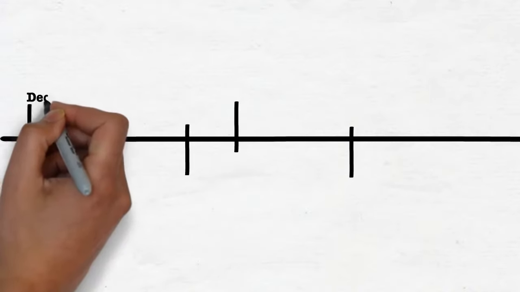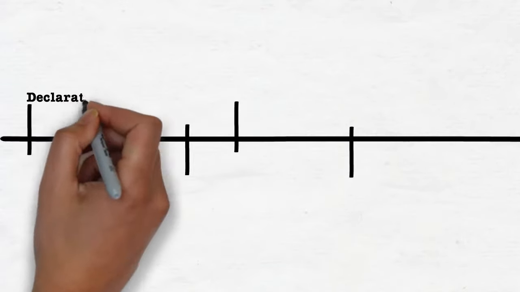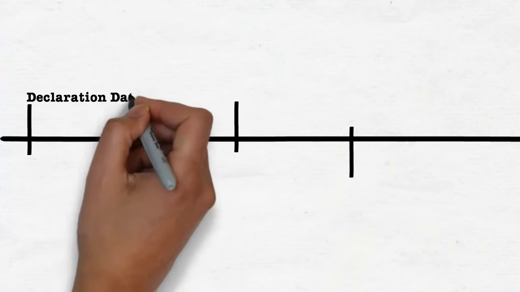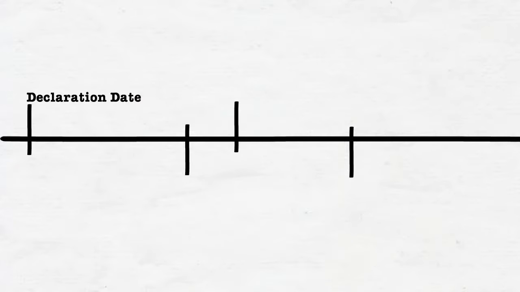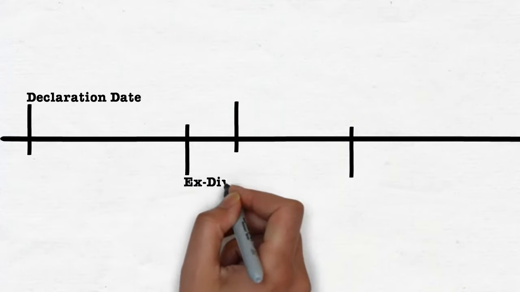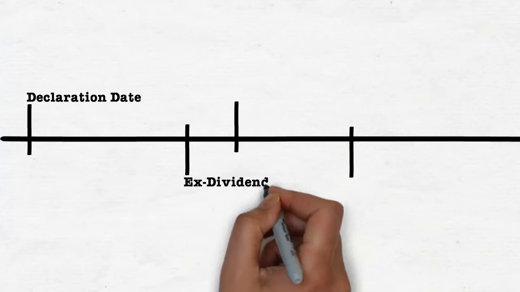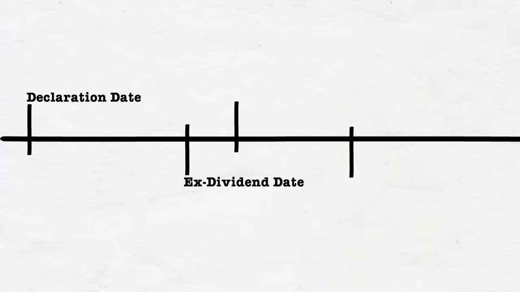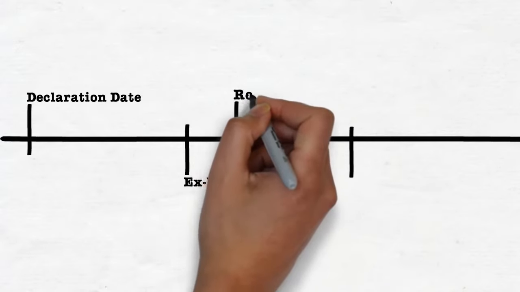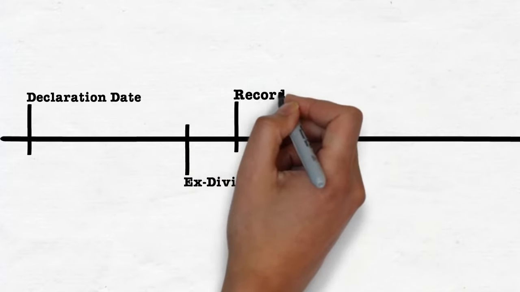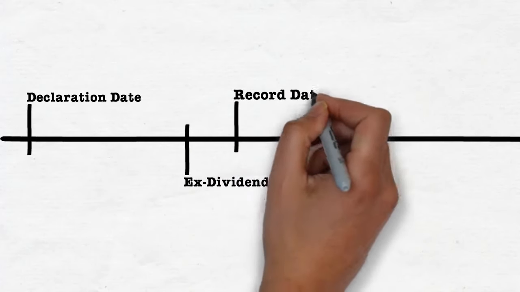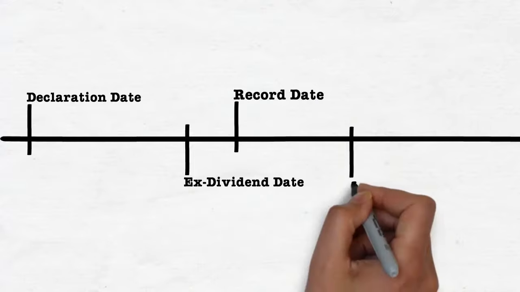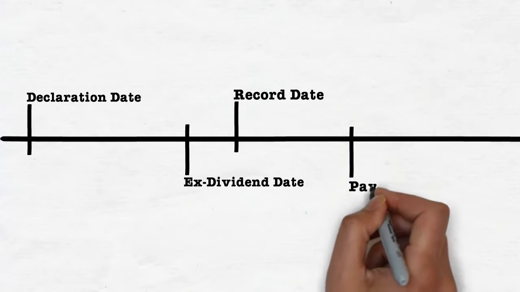the ex-dividend date. Now, the first one, the declaration date, it's the date at which the company simply says, hey guys, we're going to be paying out a dividend. The ex-dividend date is the date at which the stock stops trading with the dividend and starts to be dissociated from that dividend. The record date is simply the date at which the company has you on record as being a shareholder, and the pay date is the date at which you receive the dividend.